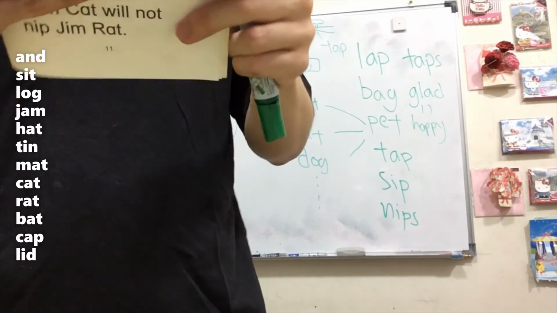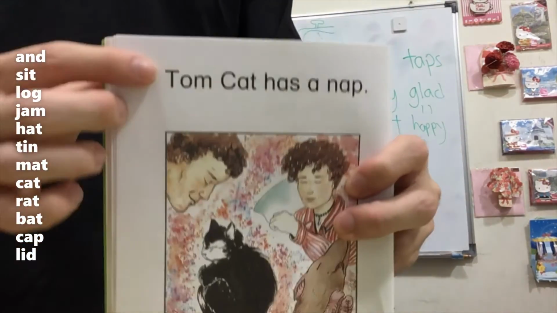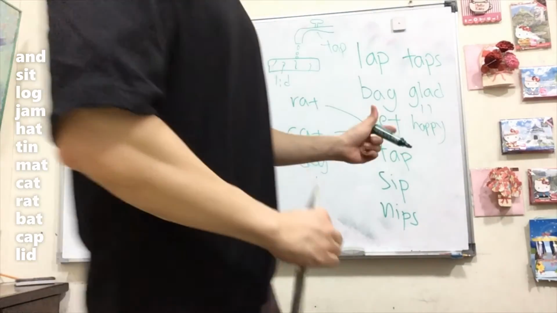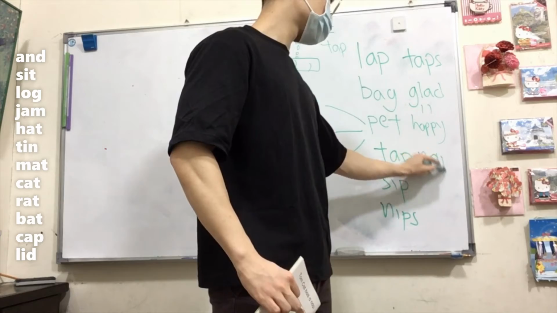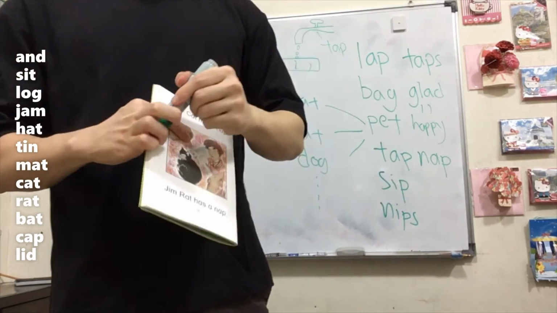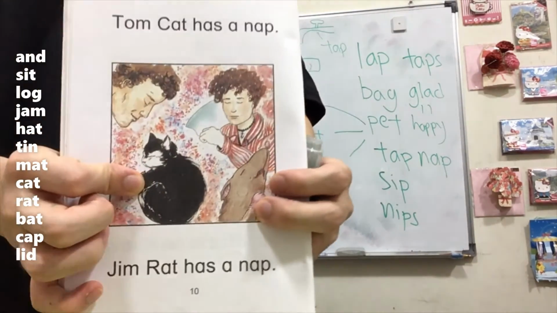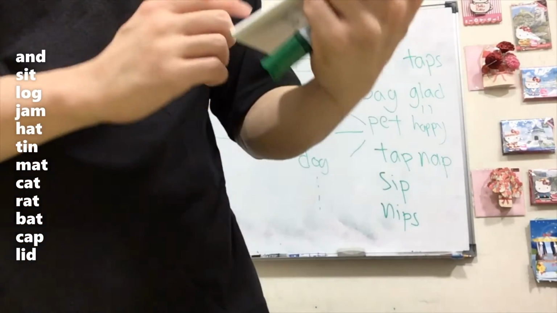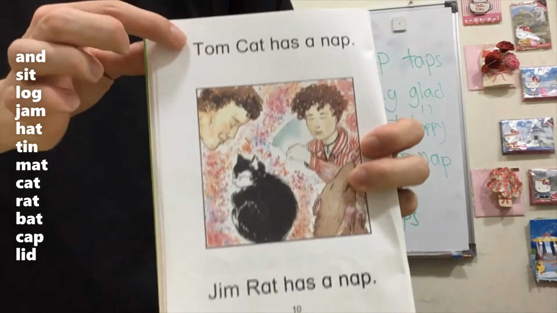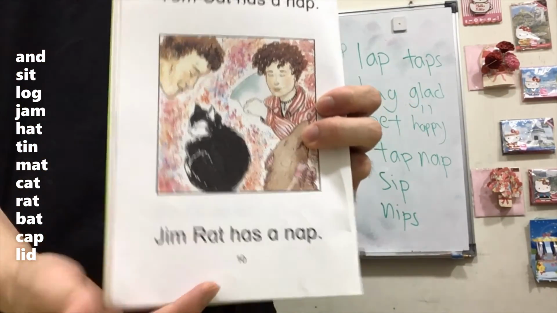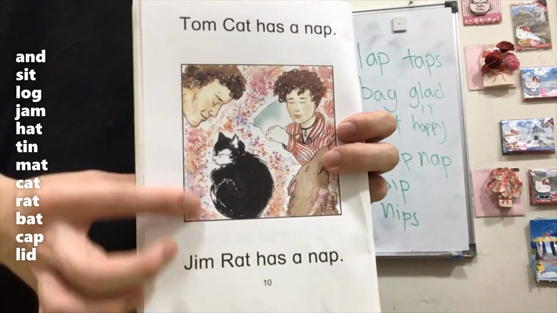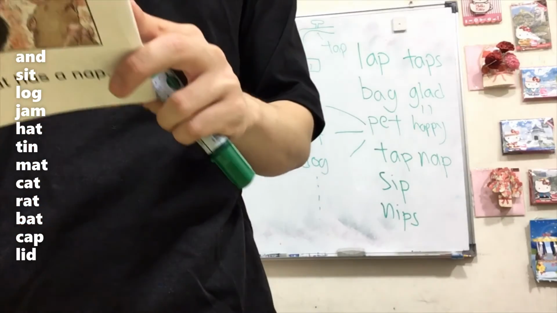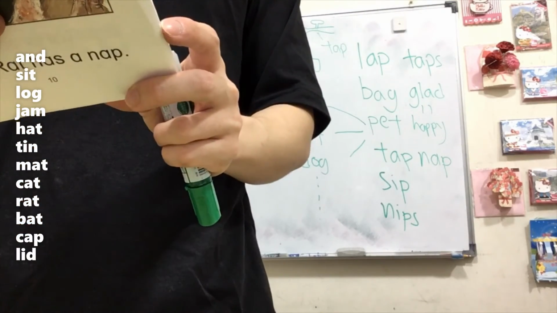The next page, Tom Cat has a nap. The new word here is nap. A nap means to sleep. So this is called a nap. You are sleeping. Tom Cat has a nap and Jim Rat has a nap. Both of them have a nap. They are napping, they are sleeping.